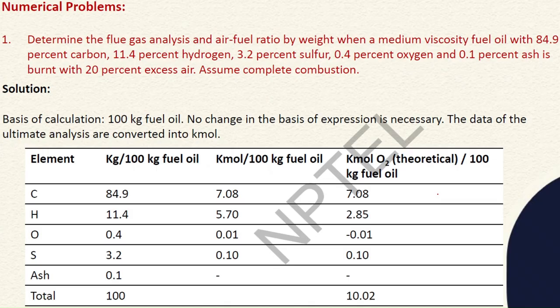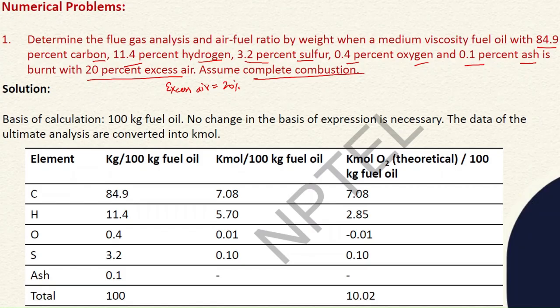Coming on to one of the numerical problems, let us solve one related to this. Determine the flue gas analysis and air-fuel ratio by weight when a medium viscosity fuel with 84.9% carbon, 11.4% hydrogen, 3.2% sulfur, 0.4% oxygen, and 0.1% ash is burned with 20% excess air. Here, excess air is given as 20%.